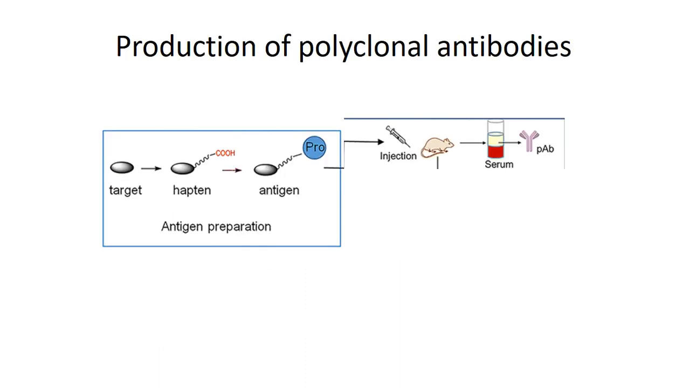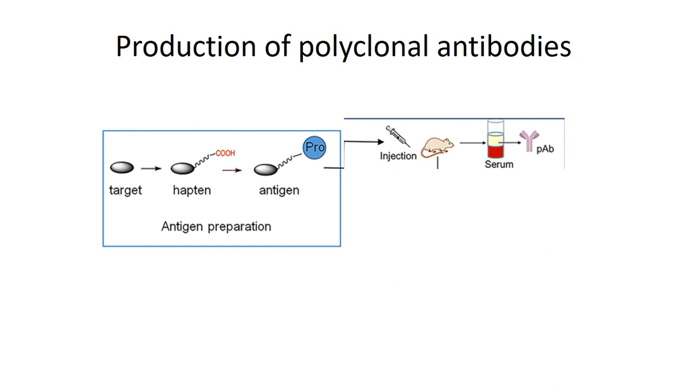So now I'm going to talk about how this can lead to the isolation of polyclonal antibodies. Okay, so we have a target. Say for instance it is C-reactive protein, a protein in our bodies that gives us an indication of whether an inflammatory response is taking place. So we isolate a version of C-reactive protein.